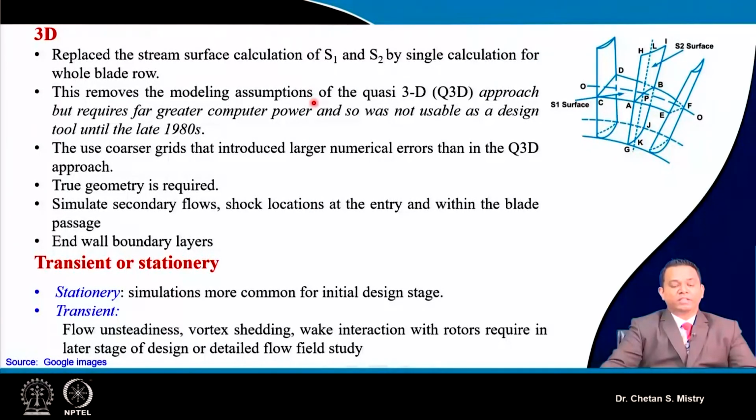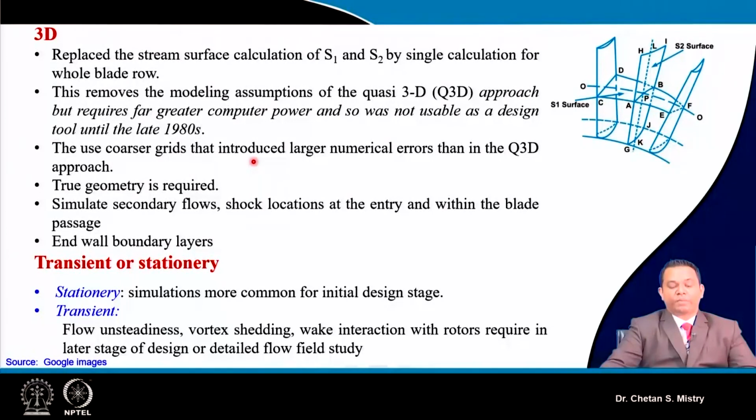So in this case, that is removing the assumption of the quasi 3D approach that we have discussed up till now, and that was the limitation till the 80s. Now, with advancement in computational facility, we are able to analyze the full three-dimensional flow through this blade passage. The use of a coarser grid will increase the numerical error when we go with the quasi 3D approach. True geometry is what is needed.